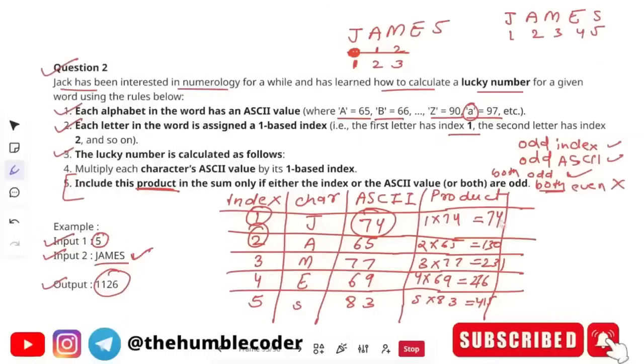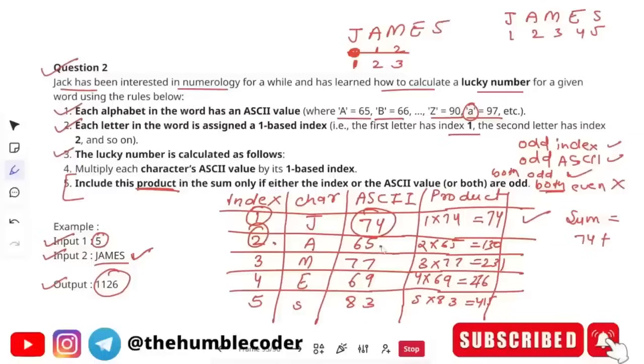Let's see which values we are going to take. In the first case, the index 1 is odd, and the product value is 74, which means if even one thing is odd, then we can take it. So we are going to take this in the summation. I am going to write sum here and start summing it up. The first value that I have taken is 74. Second value, the index value is even. Now, if the ASCII value is also even, I'm not going to take the product of this value.